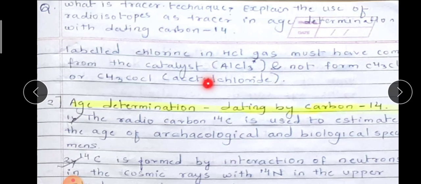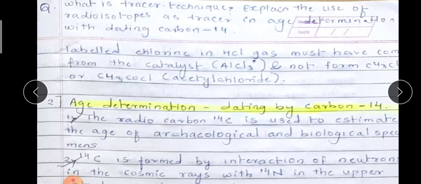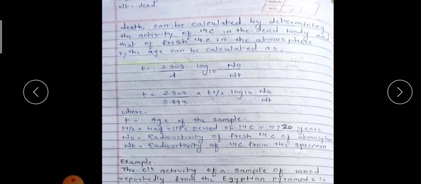Which sort of question will be there? The same type of question: what is the tracer technique? Explain the use of the radioisotope as a tracer in the age determination with dating carbon 14. That question will be there in the exam. N0 and Nt. N0 will be in the living and Nt will be in the dead. That you have to remember.